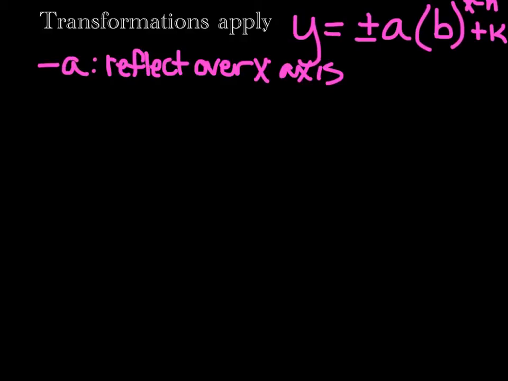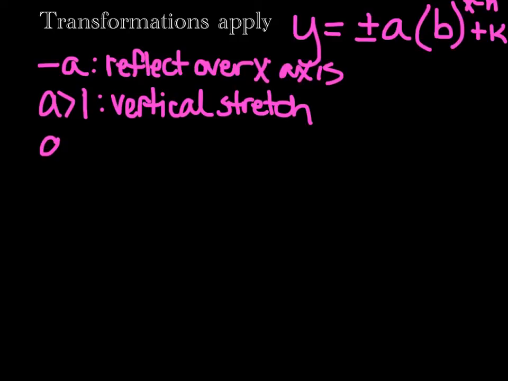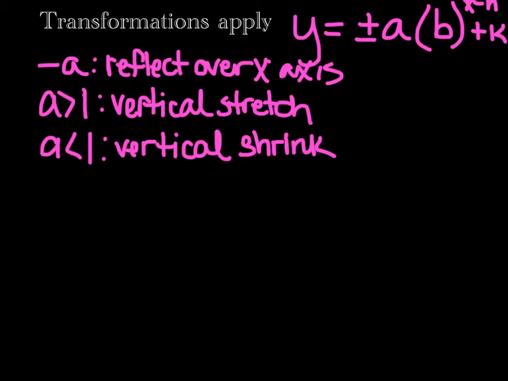The value of a itself, if a is greater than 1, it's a vertical stretch. If a is less than 1, it is a vertical shrink. The b is the b in your function. So the b doesn't affect it, and that confuses people a lot. Because if b is 2 or if b is 17, that's not going to do a vertical stretch or shrink. That's part of your actual function. So the b and the x are not transformation stuff, just the rest of it.